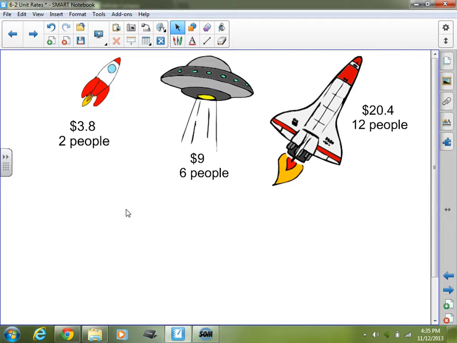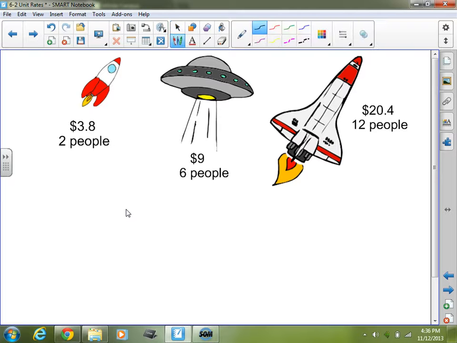So you see on the board here, I have a problem. My problem is, I have a salesman trying to sell me one of 3 spaceships. These different spaceships have different prices, obviously, and they hold different amounts of people. Well, I want the best deal per person. Meaning I want to be able to hold the most people and yet get the lowest price. But you see, these are all very different.